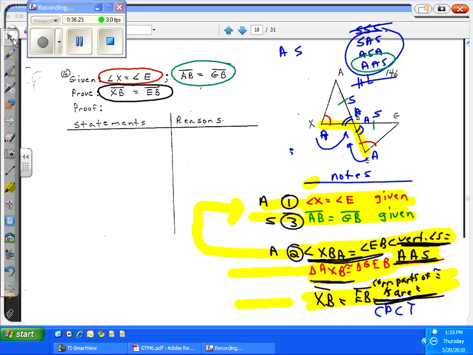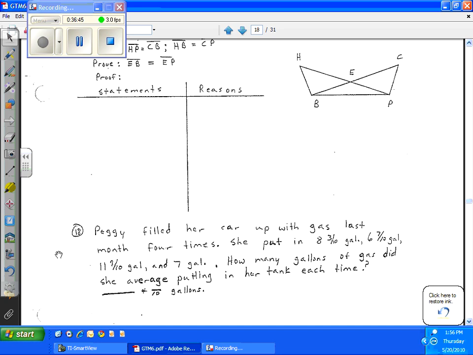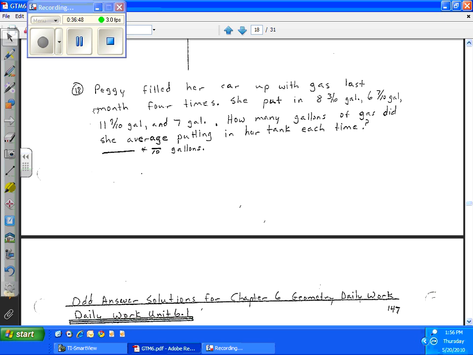And then we're going to say that they are congruent by angle, angle, side. And then we'll say that those pieces are equal because corresponding parts of congruent triangles are equal. And we'll just shift that over into our proof. Any questions on that? Okay. We'll let you do the next proof by yourself. It is in the odd answers so you can check your work, but don't just write it down.